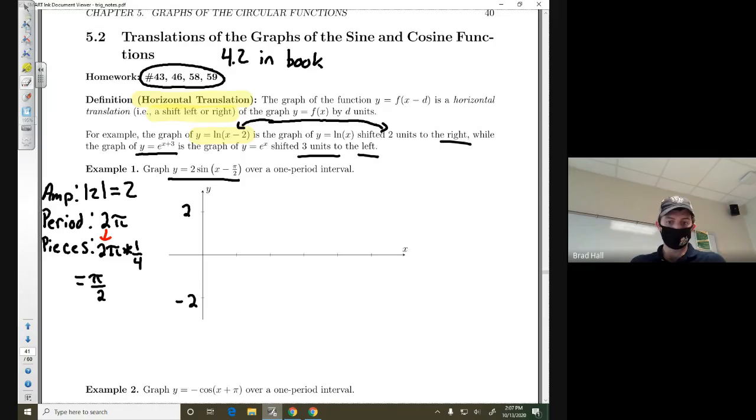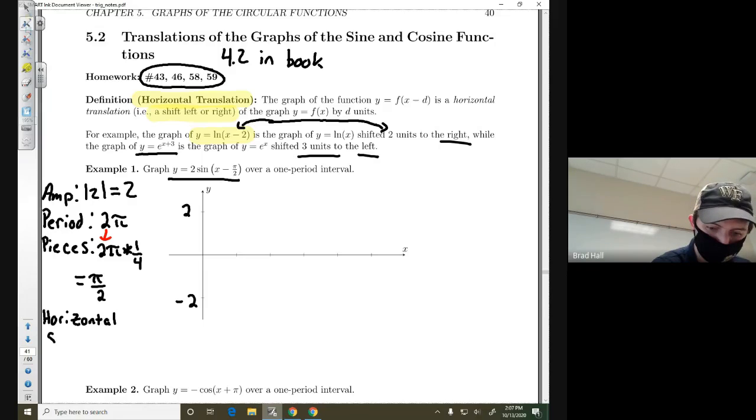So that all starts off the same. However, instead of listing the intervals, we're going to now introduce the horizontal shift. We're now going to introduce this new thing. So everything starts off the same, but now instead of listing the intervals, we are going to instead first identify the horizontal shift.